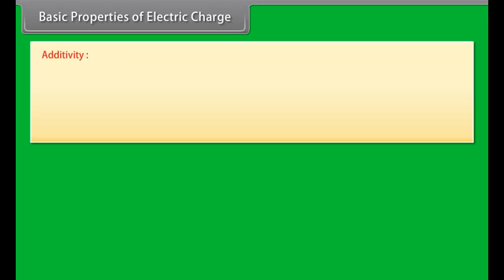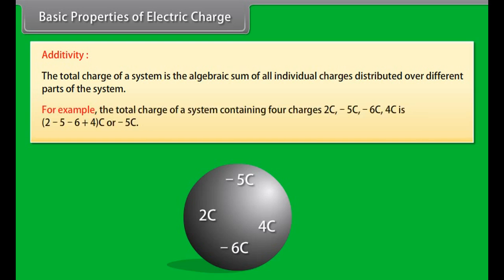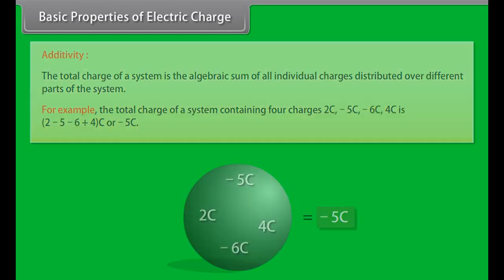Basic properties of electric charge. Additivity. The total charge of a system is the algebraic sum of all individual charges distributed over different parts of the system. For example, the total charge of a system containing 4 charges, 2 Coulomb, minus 5 Coulomb, minus 6 Coulomb, and 4 Coulomb is equal to minus 5 Coulomb.